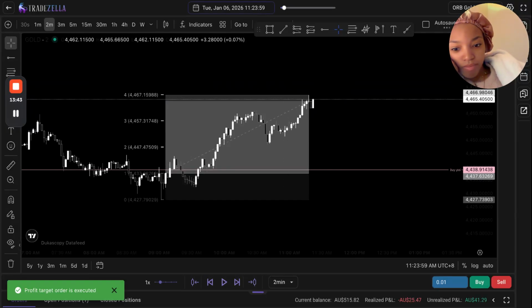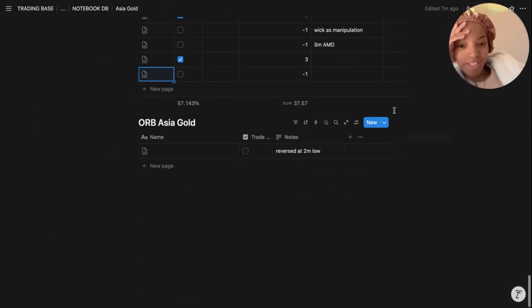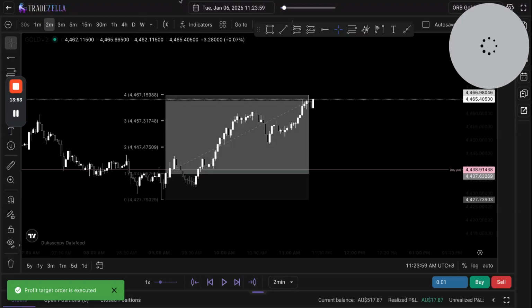It's just my strat. That's my strat. Like, there's nothing more to say. That's how I trade. Like, I don't do the open range breakout. Like, that's just, it doesn't make sense. It doesn't make sense.